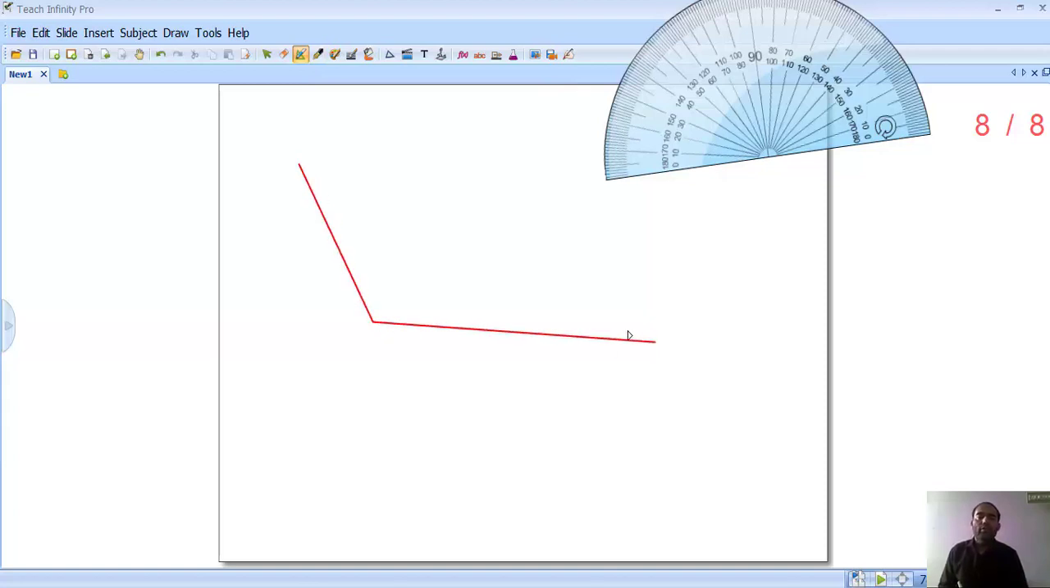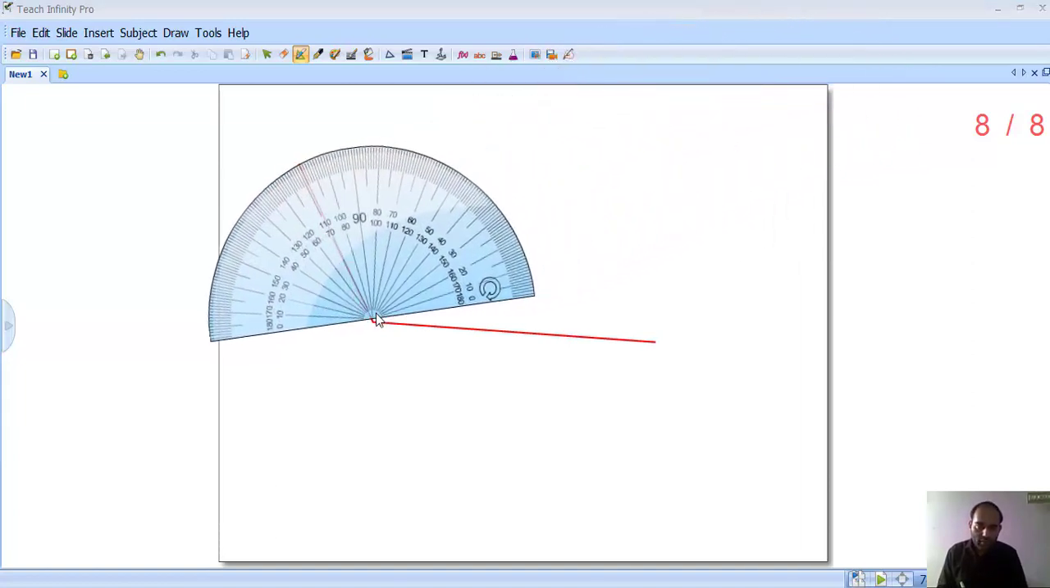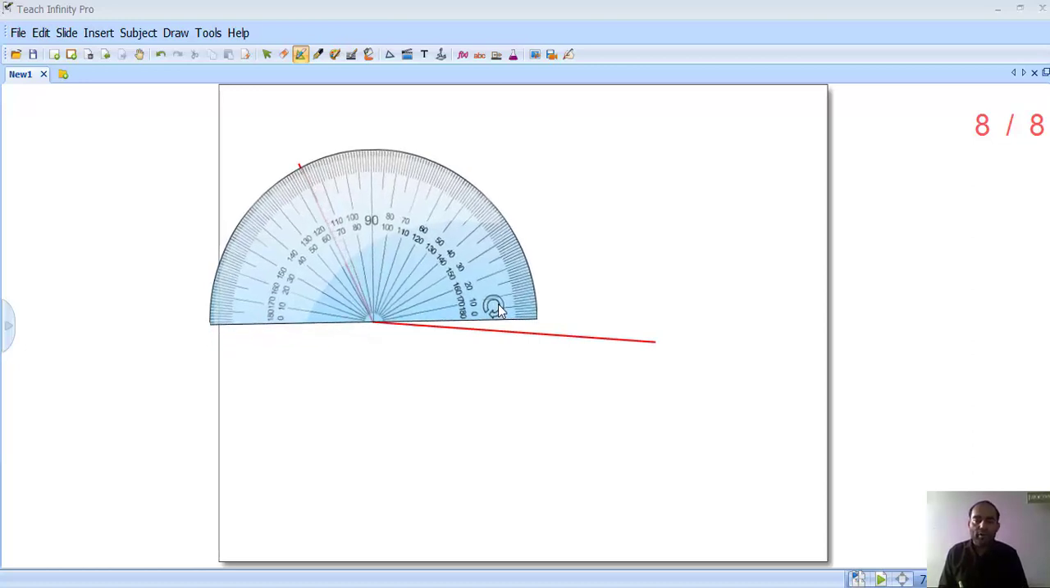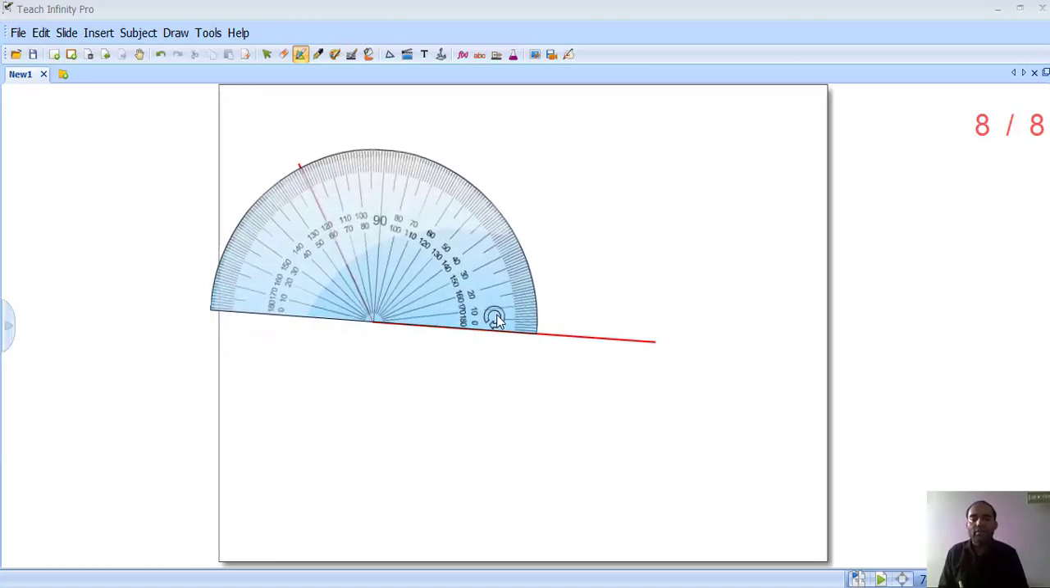Let's suppose you are going to measure this angle. What is the first step? The first step is the same: the midpoint of the protractor should be at the joining point of the angle. Then what is the second step? You have to adjust your protractor in a way that one 0 line is overlapping with one line of the angle.